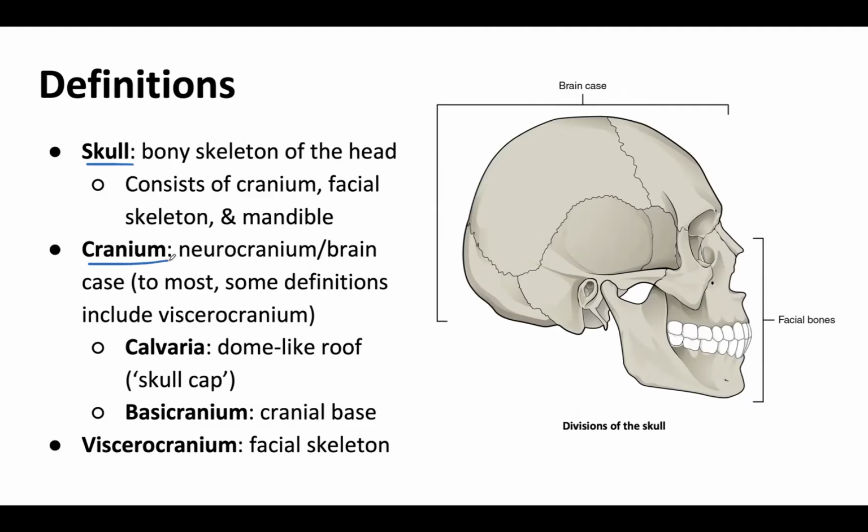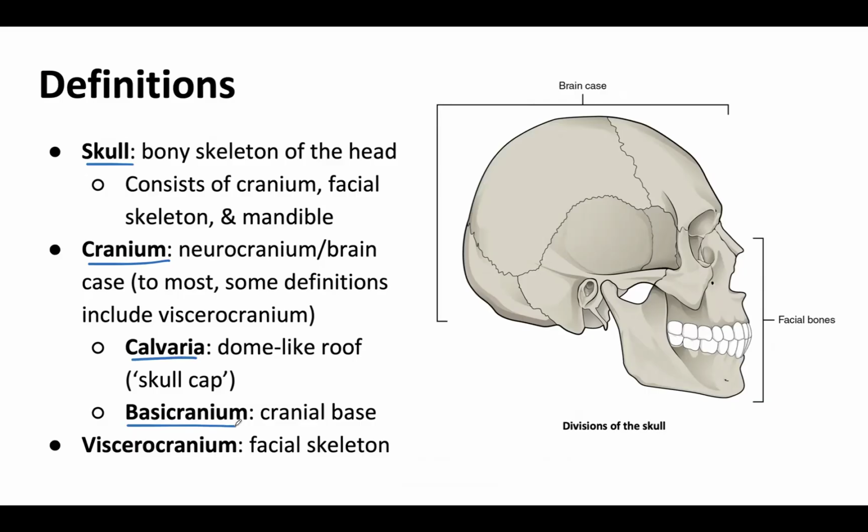So the cranium, things get a bit more complex here because sources don't agree. If you're using Gray's Anatomy, the cranium is the neurocranium or the brain case. So this would include the calvaria, which is the skull cap or that dome-like roof, and the basicranium, which is the cranial base. So the major structure surrounding and protecting the brain. Now, some definitions of the cranium include the viscerocranium as well, but that would be a little confusing because then we would just be talking about the skull because it would include everything.